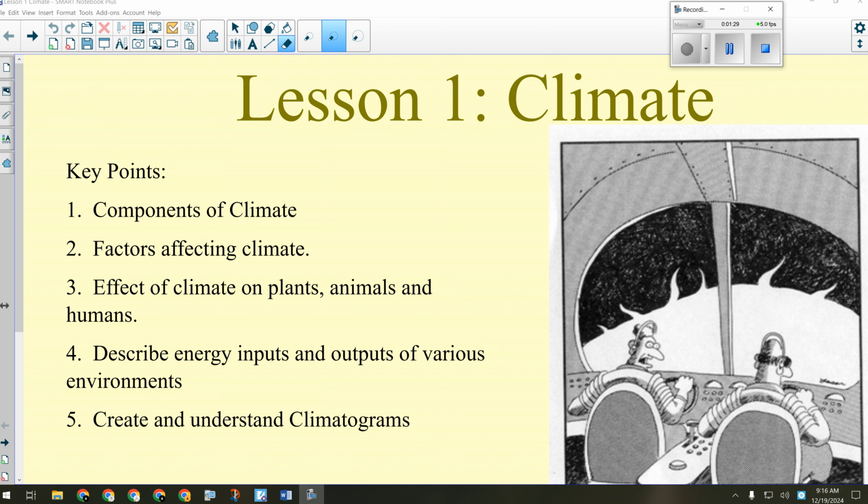All right, so what we're going to talk about today are the components of climate. That is the things that make up climate. We're going to talk about the factors that affect those things. What things make the climate in, let's say, Okotoks the way it is? And we're going to look at inputs and outputs of various environments. We're also going to talk a little bit about climate graphs or climatograms, because when we come back from Christmas, the first thing we're going to do is a little climate graph analysis activity for Canadian cities.